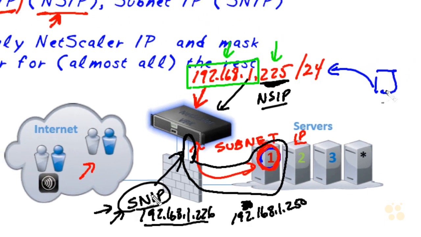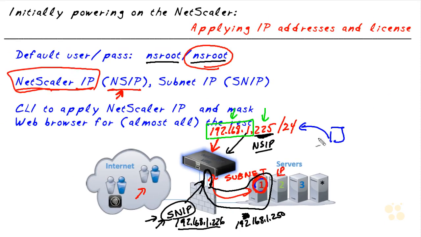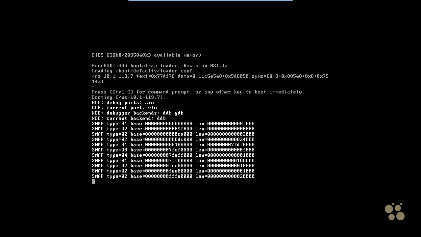Another task that we're very likely going to want to do and need to do from the browser is to go ahead and apply a license that we've gotten from Citrix for the NetScaler. And that license will unlock the features based on our license so we can start to take advantage and use those features. So we're at the console.